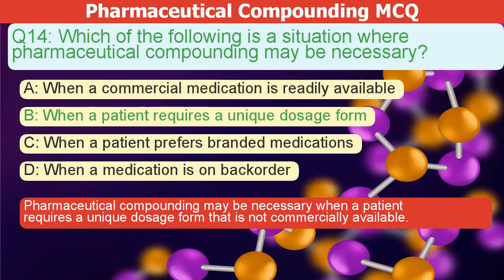The correct answer is B. Pharmaceutical compounding may be necessary when a patient requires a unique dosage form that is not commercially available.